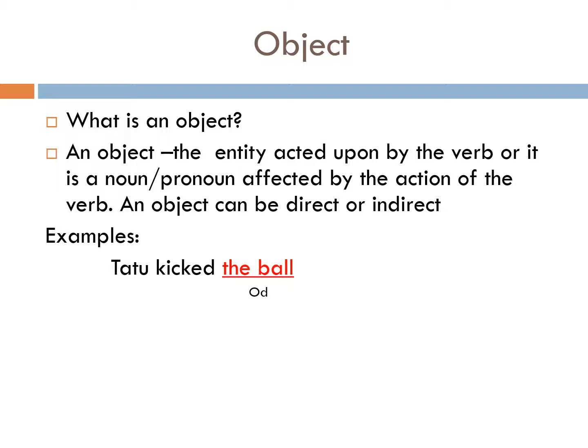See these examples. Tatu kicked the ball. Now the ball is an object because it is acted upon by the verb kicked. Pili drew a cat. Now a cat is an object because it is acted upon by the verb drew.